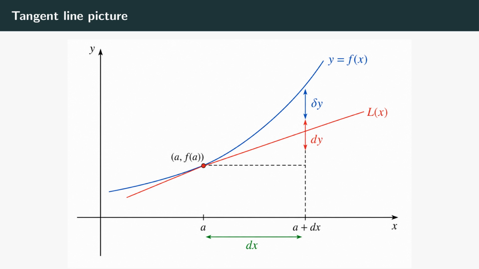As dx shrinks towards 0, that gap shrinks faster than dx. It goes to 0 faster, which is the precise statement of differentiability. For small dx, the gap is negligible, and we can pretend the curve and the line are the same. That pretense is what we're going to cash in for the rest of the episode.